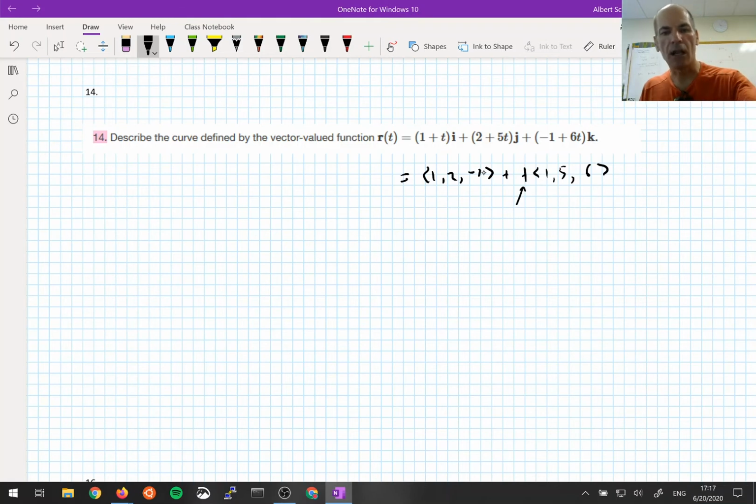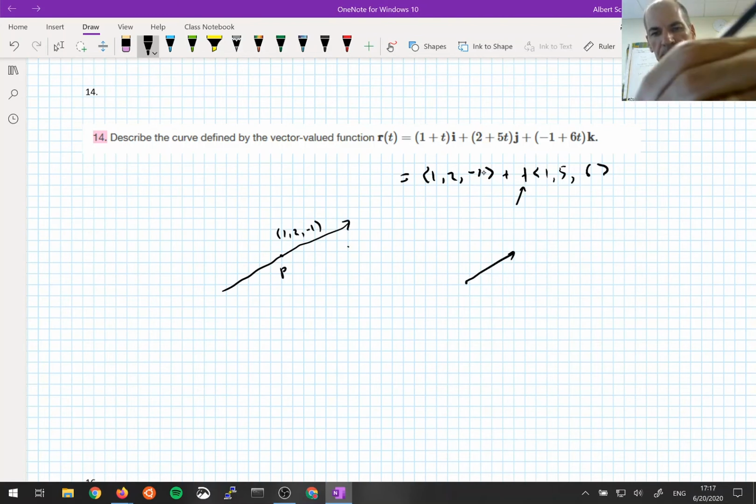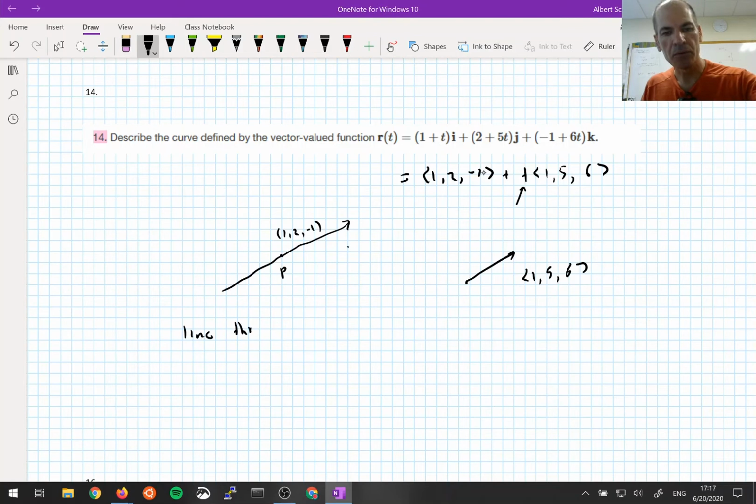This just describes a line that goes through the point P, say 1, 2, negative 1, and goes in the direction, draw a line, Albert, like this. It's going to go in the direction of the vector 1, 5, 6. So the line through P in the direction 1, 5, 6. So there's a nice description of this vector-valued function.